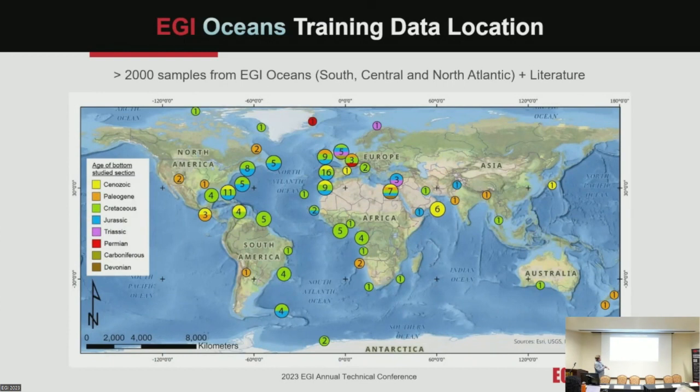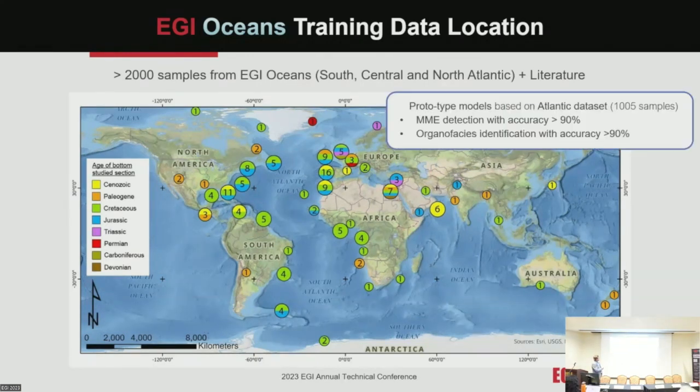This map shows the database that will be used for training the machine learning component of that. As you can see, it covers Paleozoic as well as Mesozoic rocks.